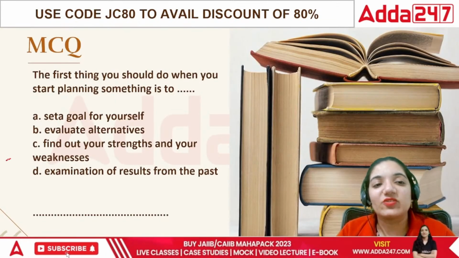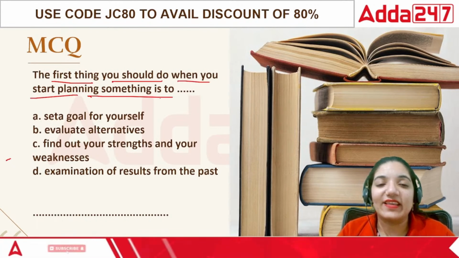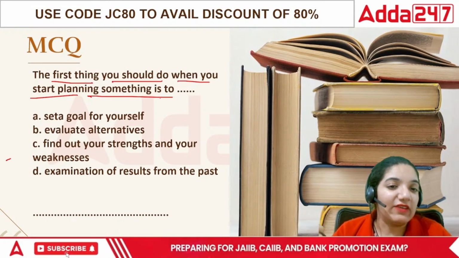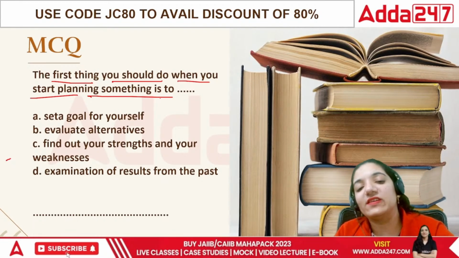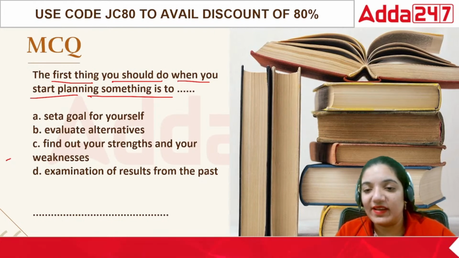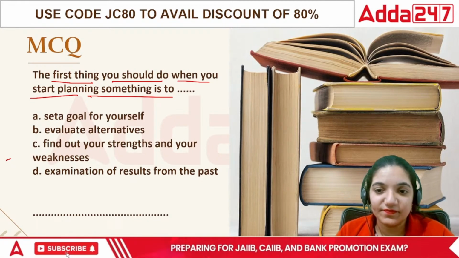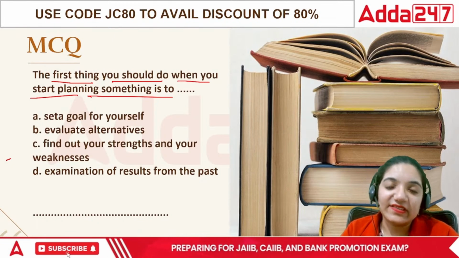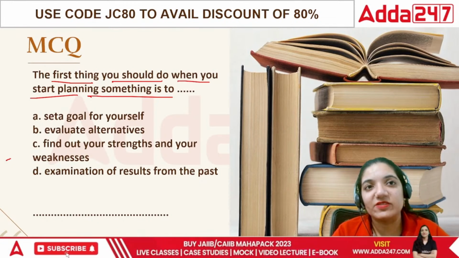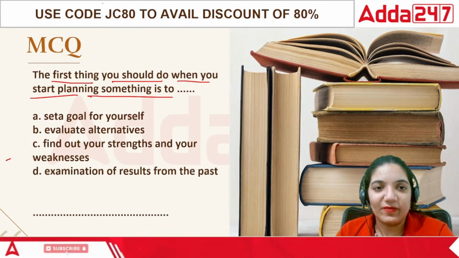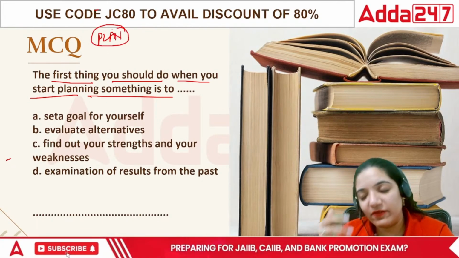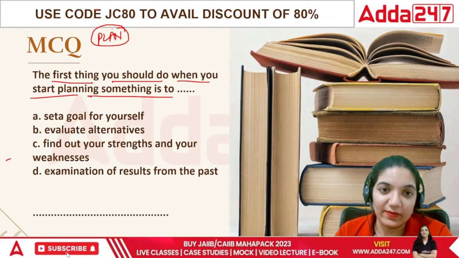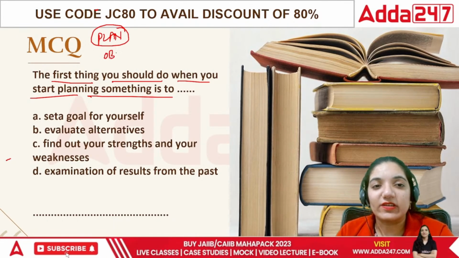Okay, the next question. The first thing you should do when you start planning something is to set a goal, evaluate, check, find out the strengths, or examination of results from the past. What would be the correct answer? See, the first thing you should do when you start planning something is basically, acha, what is the process of planning? This is planning only now. When we plan something, first of all we try to find out what is the vision and mission of the company, and we set up objective.